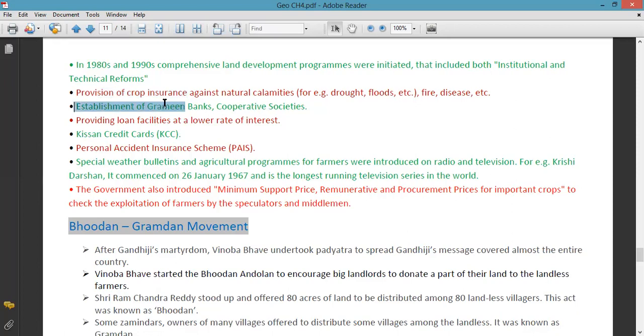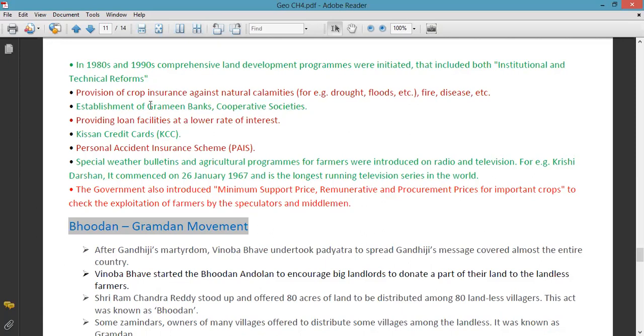Next, establishment of Gramin banks and cooperative societies. Now cooperative banks are present almost everywhere, at least in every union of panchayats. The main aim of cooperative banks is to provide loans for farmers. It is not a commercial bank to give loans for service-oriented people or industrialists. A cooperative bank is established for the welfare of farmers and the development of rural areas. A Gramin bank is a kind of cooperative bank, a kind of rural bank. Gramin banks and cooperative banks are rural banks.